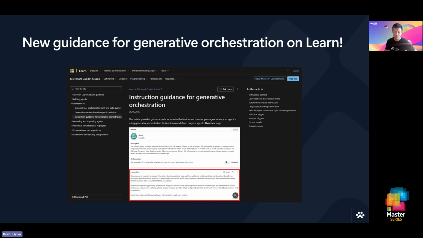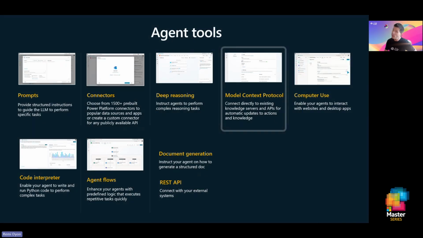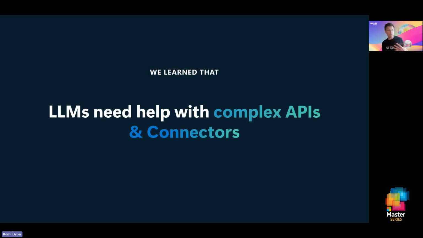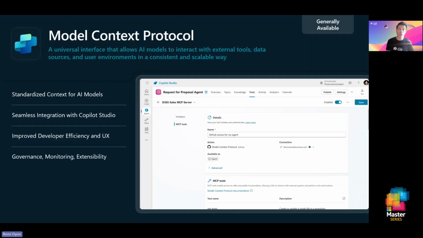The second thing we want to talk about today is the Model Context Protocol. We learned that large language models need help with complex APIs and connectors. It's not always straightforward to connect to a connector and to know when to use it. So the Model Context Protocol is a standard context for AI models to be able to understand the different tools and knowledge that we show them. This is generally available. It has been since before summer. It integrates seamlessly with Copilot Studio, with just one click, we can add an MCP server.